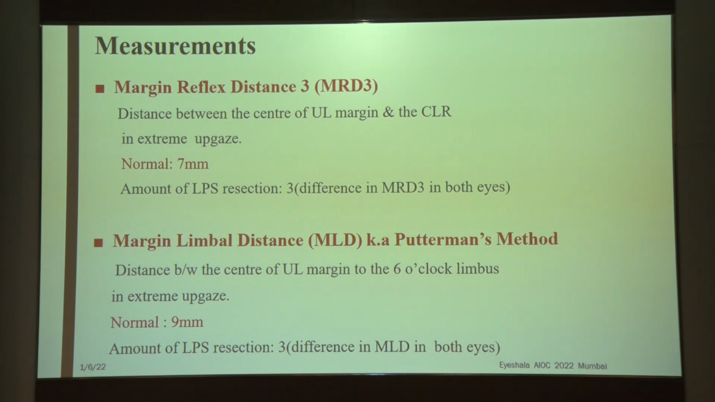Your examiner may ask, if he's an oculoplasty surgeon, about MRD3 and MLD. These are generally not practically used, but MRD3 is the distance between the center of the upper lid margin and the corneal light reflex in extreme upgaze. The difference between the two eyes multiplied by 3 was generally used to calculate the amount of LPS to be resected. Similarly, MLD was the distance between the upper lid and the 6 o'clock limbus, and the difference between the two eyes was again multiplied by 3. This is normally not followed, at least I don't follow it.